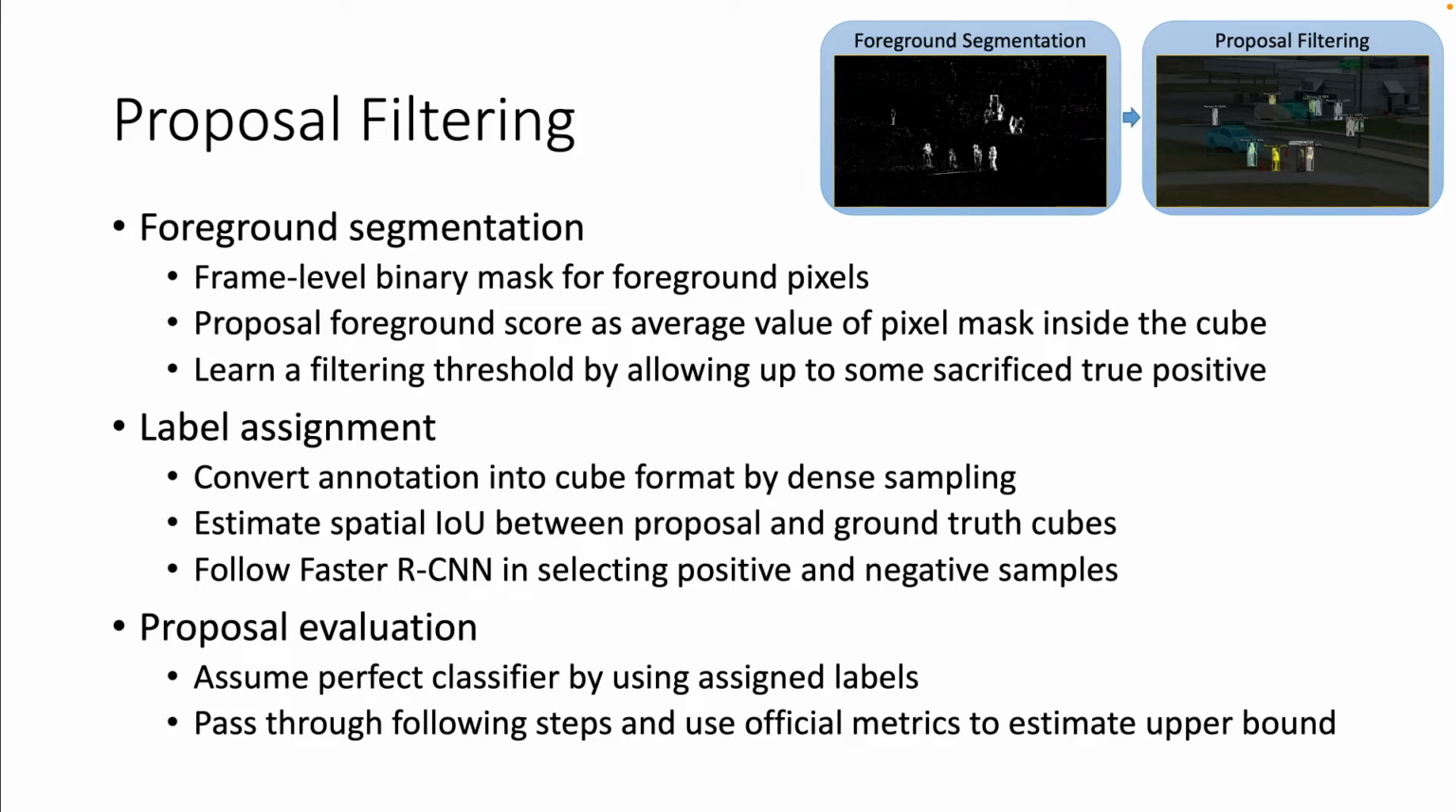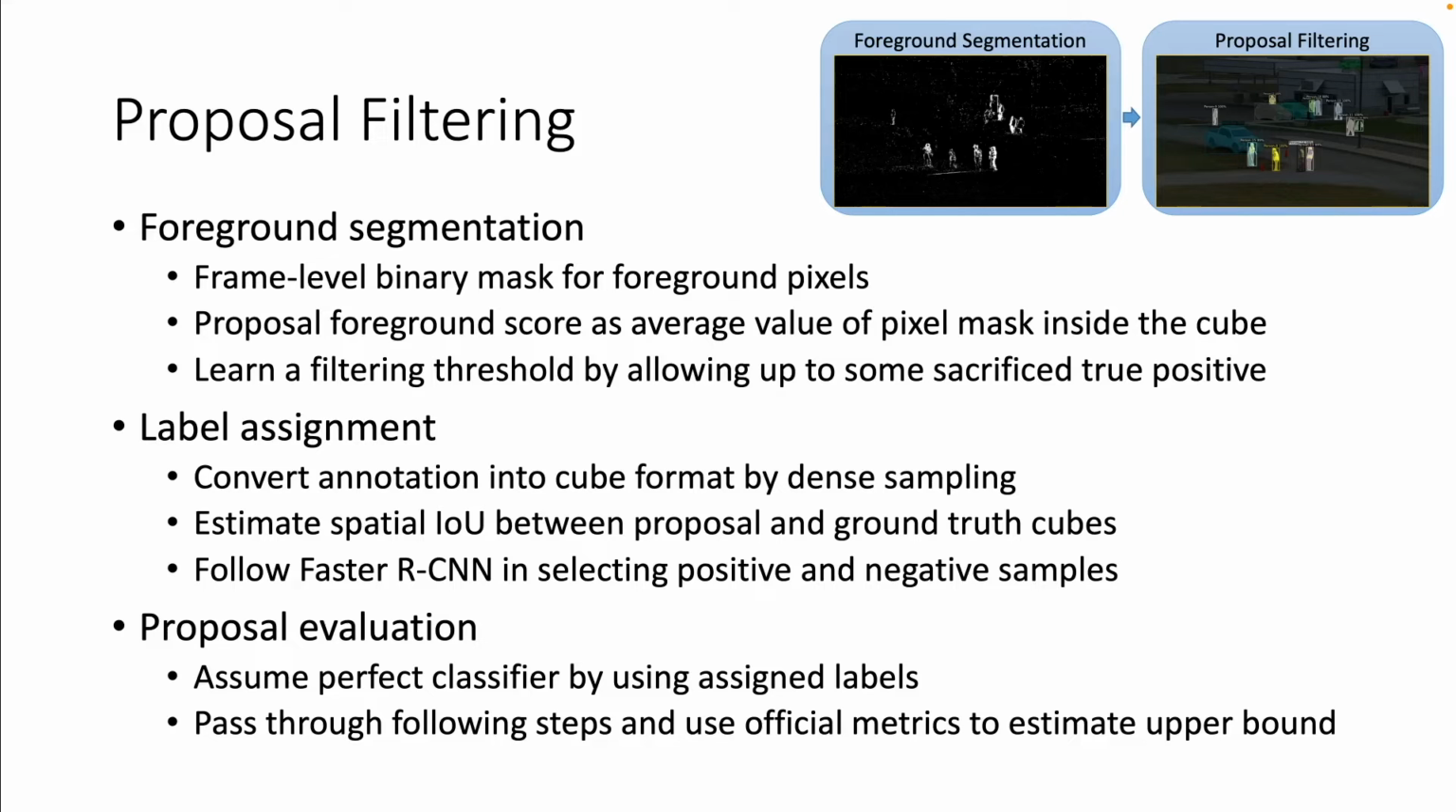We assign labels to the generated proposals by converting annotation into cube format following the same dense sampling procedure. And we estimate the spatial IOU between the proposal and the ground truth cubes inside the same temporal window. Then we follow Fast R-CNN in selecting some positive samples and some negative samples, and the remaining will be discarded. As an intermediate step, we want to evaluate the quality of the proposals we generated.